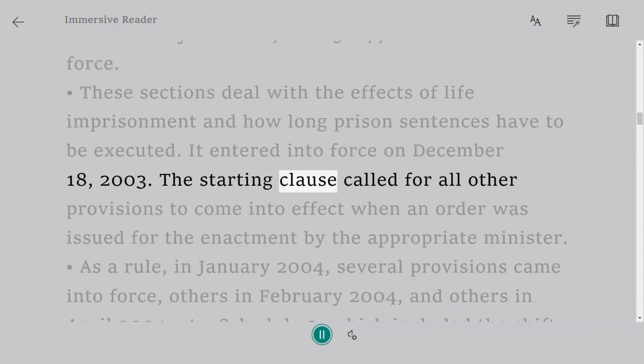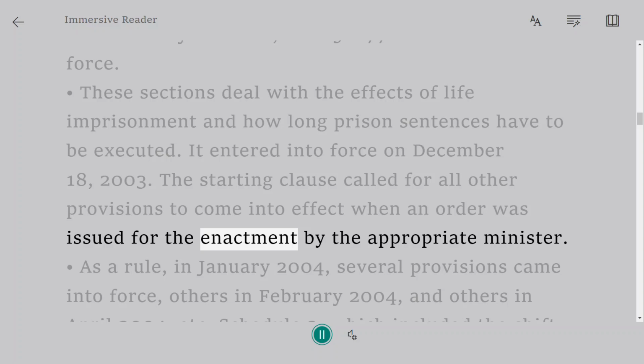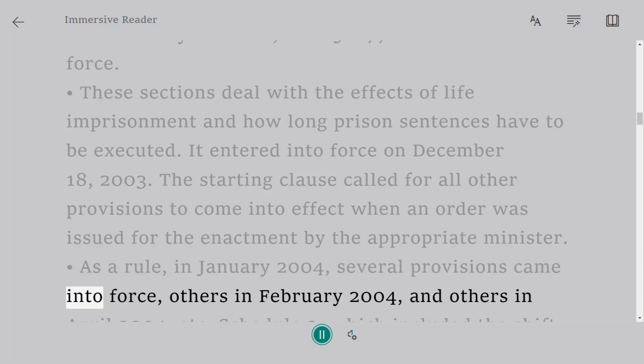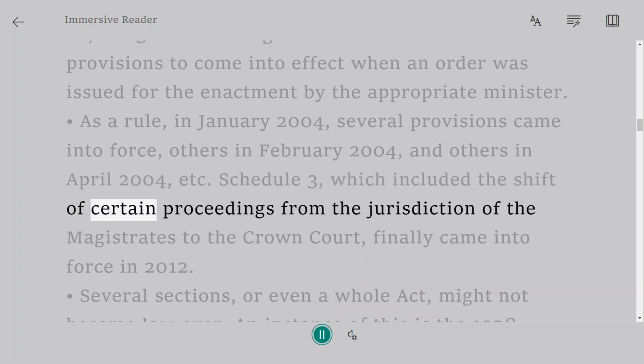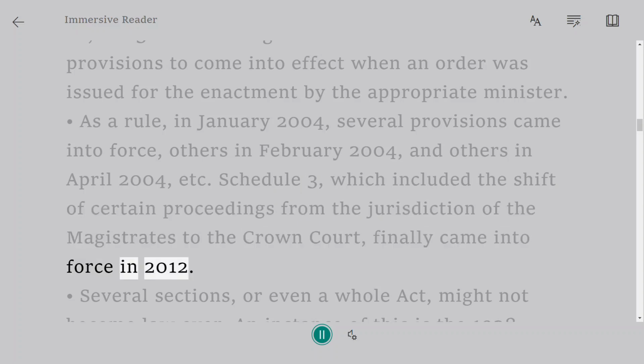The commencement clause called for all other provisions to come into effect when an order was issued for the enactment by the appropriate minister. As a result, in January 2004, several provisions came into force, others in February 2004, and others in April 2004, and so on. Schedule 3, which included the shift of certain proceedings from the jurisdiction of the magistrates to the Crown Court, finally came into force in 2012.